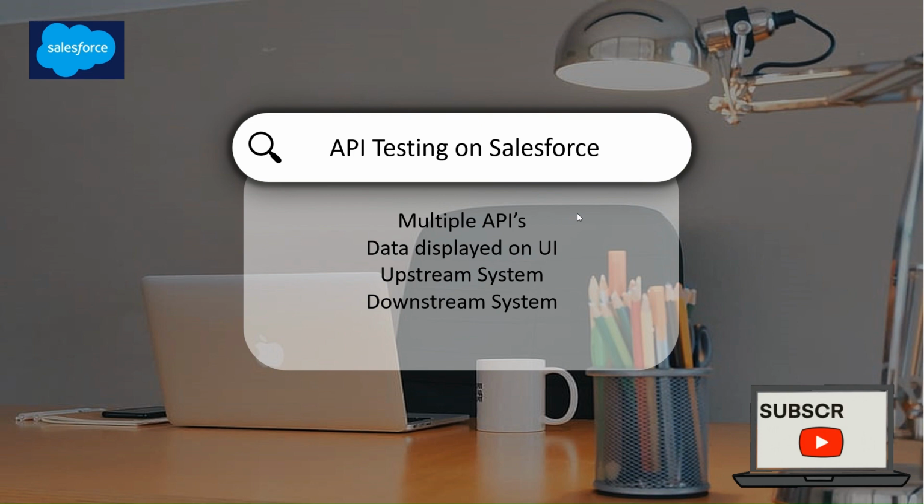APIs might be related from the upstream system to the Salesforce connection, or from Salesforce to the downstream system. It can be either way, the APIs can be connected. You need to test both ways.